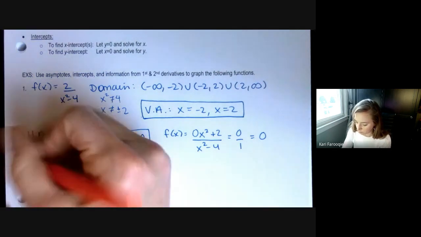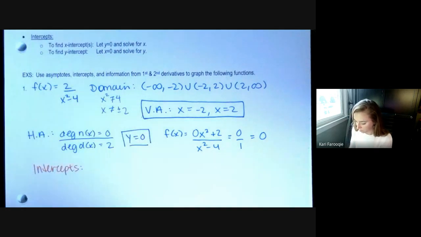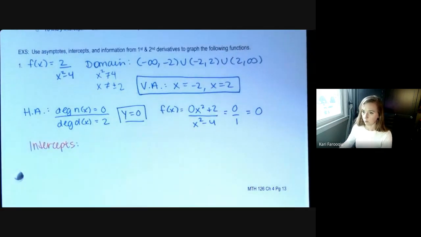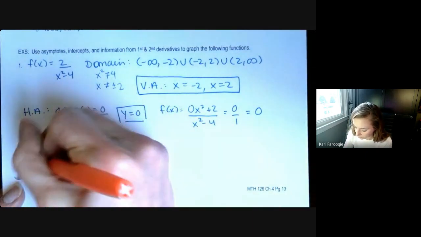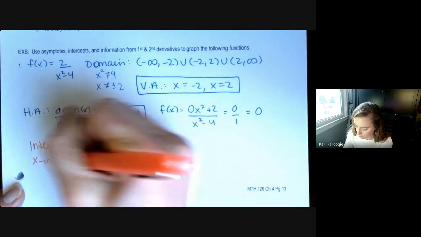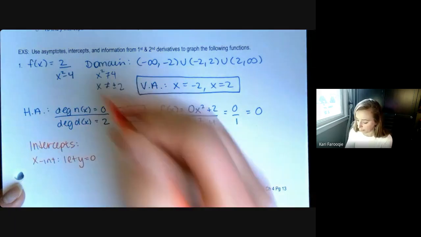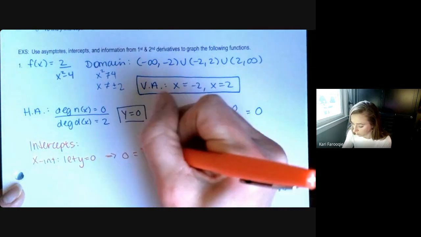So for intercepts, to find the x-intercept, we'll let y be 0, and to find the y-intercept, we'll let x be 0. Now remember, f of x is y. Okay, so to find the x-intercept, let y be 0. You can do this in either order.